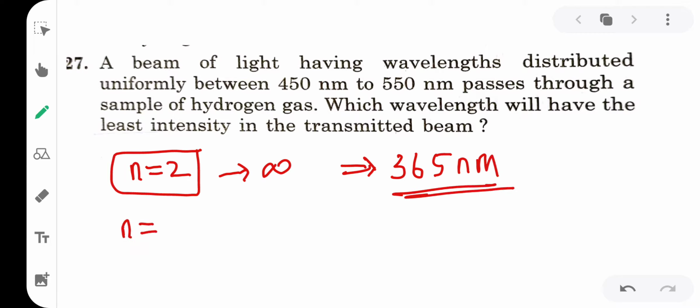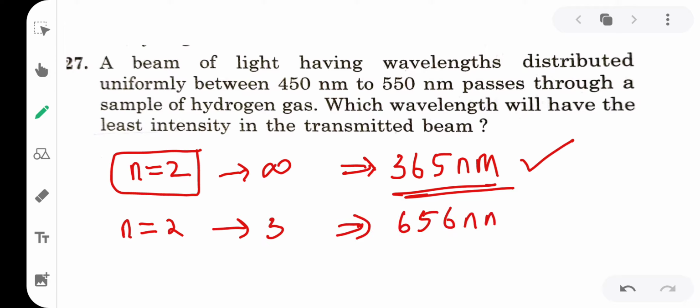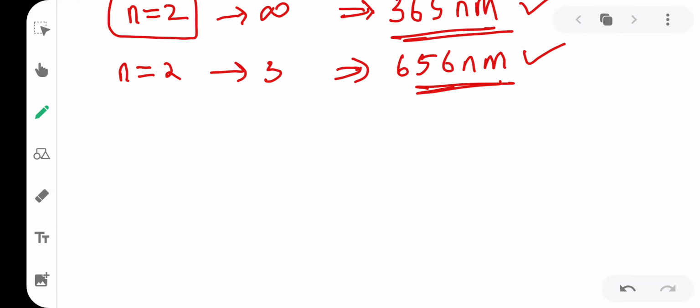And for n equal to 2 to n equal to 3, 656 nanometer is going to get absorbed. But here we want to find the wavelength which will be absorbed between 450 to 550 nanometer. So for this we need to calculate what will be the orbit and the corresponding wavelength. So it's a trial and error.